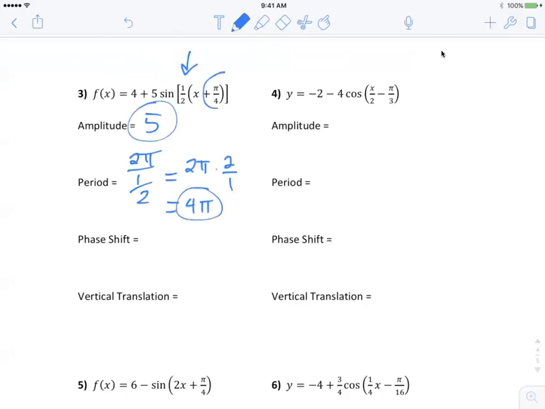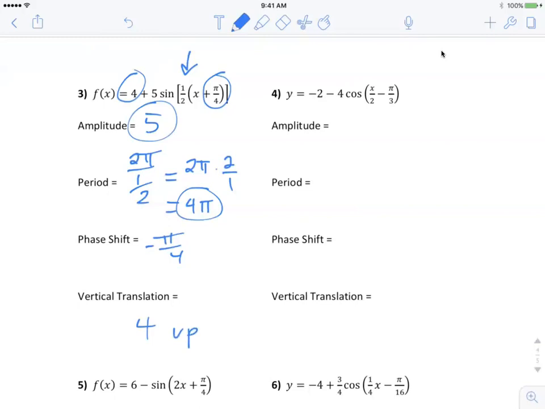Phase shift, there it is. Negative pi over 4. Or you could just say pi over 4 to the left. Right? And then vertical translation, now we've got one. It's that number out front there, 4 units up. Right? That one always matches the sign. So if it's positive, it's up. If it's negative, it's down. So 4 up.